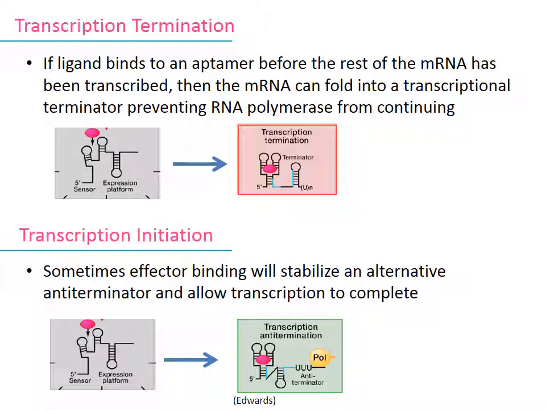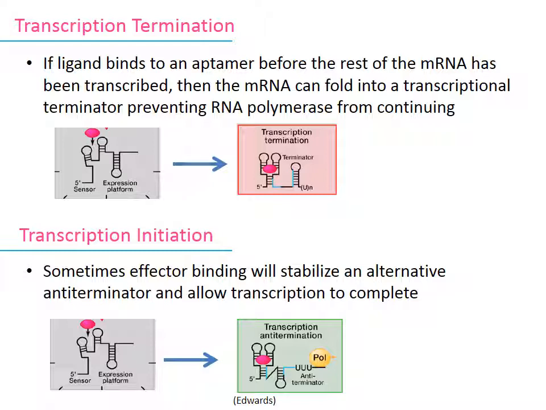Now I'm going to describe some mechanisms in which riboswitches turn on or off gene expression. The most common is through premature transcription termination. If a ligand binds to an aptamer while the mRNA is in the process of being transcribed, then the riboswitch will change conformation and form a transcriptional terminator, causing RNA polymerase to fall off the mRNA and stop transcription.